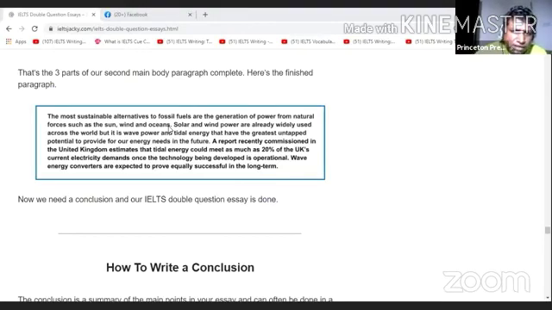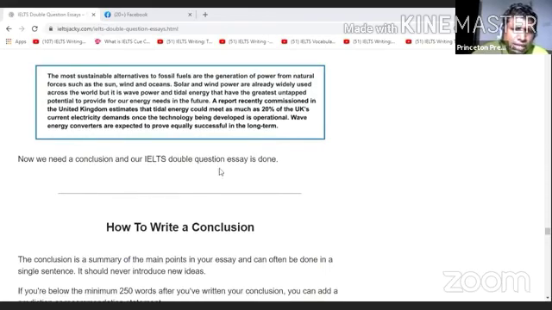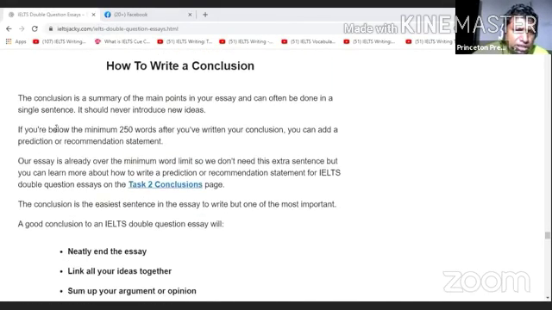Introduction, topic sentence, then what? Usually explanation, then the what? Example. Now we need a conclusion. How to write a conclusion? The conclusion is a summary of the main points in your essay and can often be done in a single sentence. It should never include new ideas. Whatever you have talked about, write those. Never bring in new ideas in the conclusion.